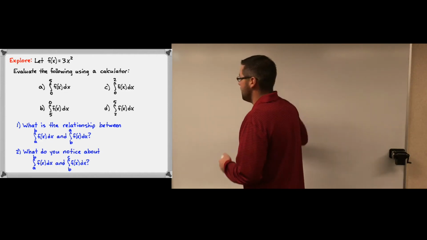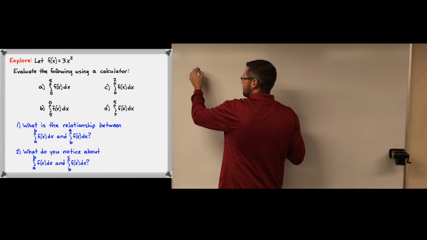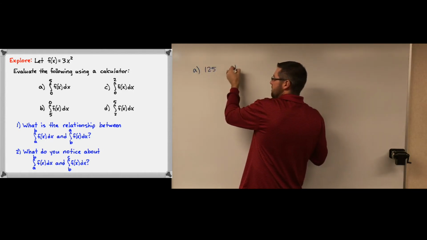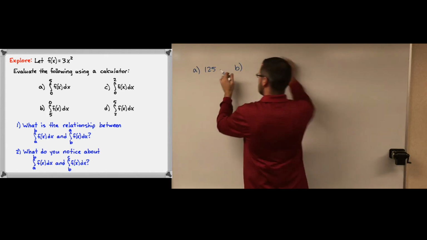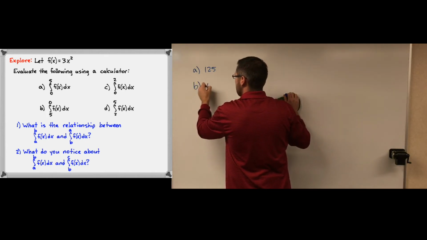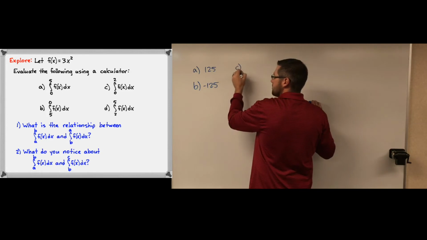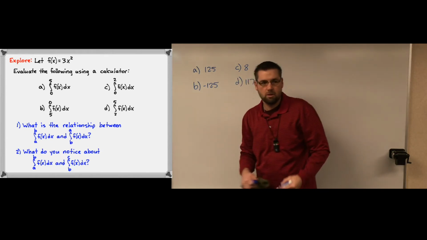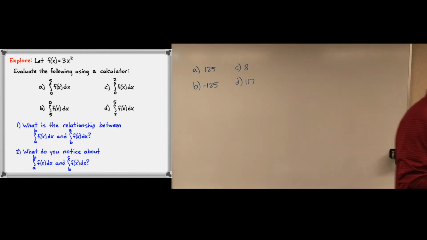What did you get for part A? 125. B was negative 125. Okay, C, 8, and D. Okay, so seriously, I want you to answer those questions, and what you're looking for is maybe an equation that relates those two somehow, and an explanation of why they're doing what they're doing.